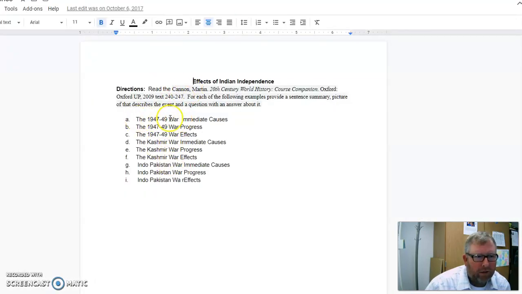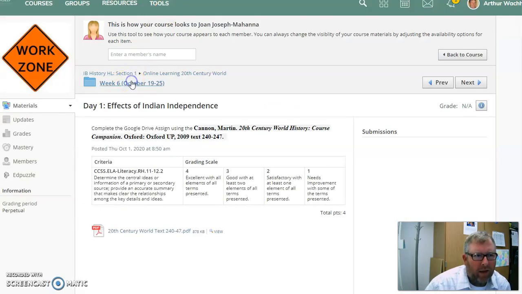So basically for each one of these, you are going to provide a sentence summary of what happens or what is significant, a picture that describes the event, and then finally a question with an answer about it. So kind of similar to what we did with the vocabulary assignment, but based off of this reading. So it's kind of like taking reading notes. And you're going to submit that there.